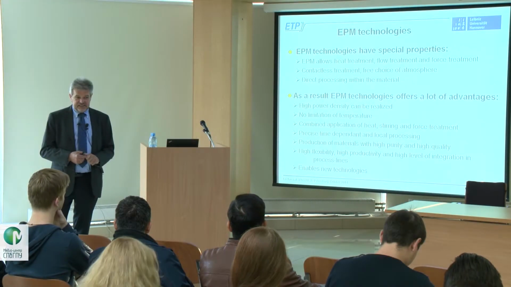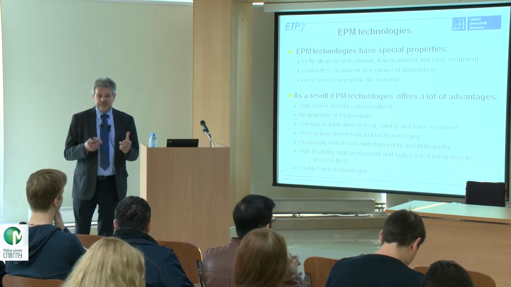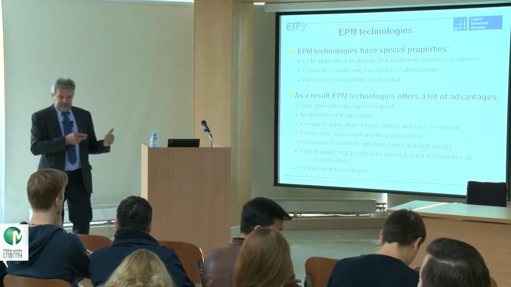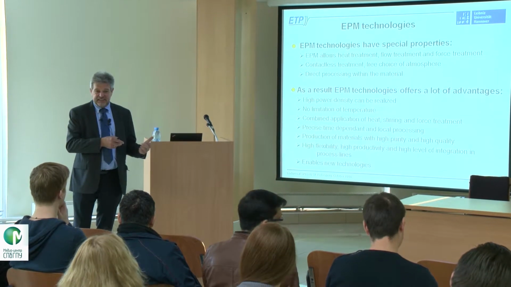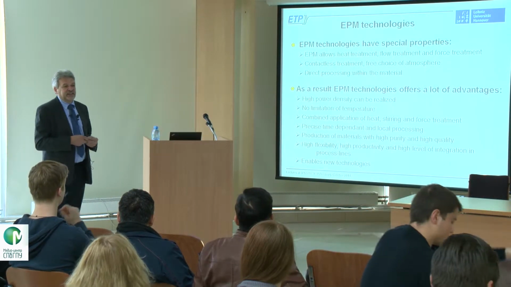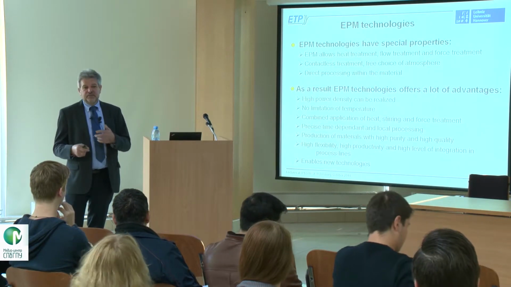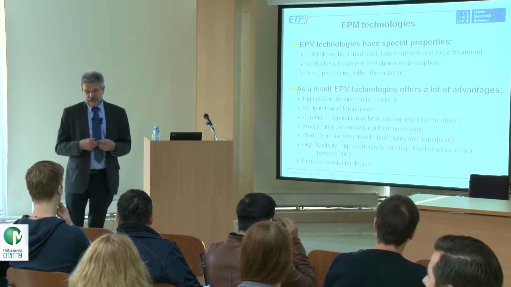Electromagnetic fields can be used to treat materials and change their properties. On one hand, this is done via the liquid phase, by melting and then solidification or crystallization. On the other hand, it is done by heat treatment, for example, or by other treatments. And I will show you some examples of these technologies.